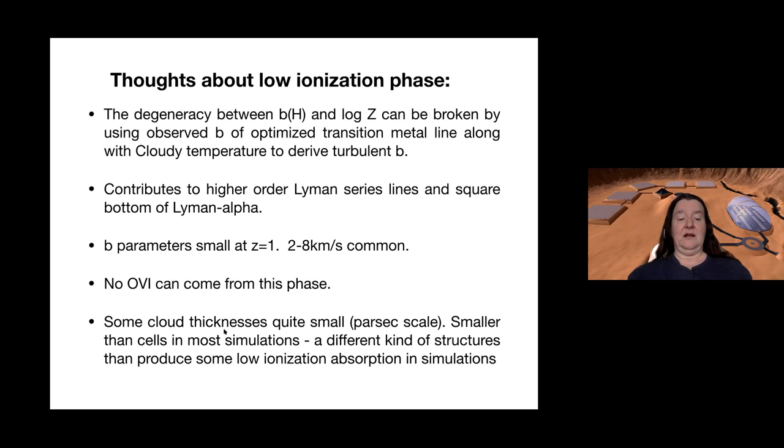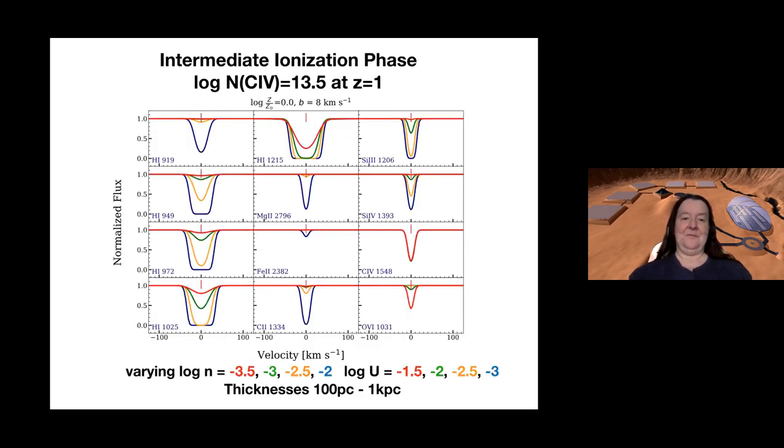And then some cloud thicknesses are quite small, meaning parsec scale, meaning that in most simulations, the cell sizes are bigger than these objects, which means that the low ionization absorption in simulations is often probing a different kind of structure than the real structures. So for low ionization absorption, there are going to be differences, which are going to be subtle and hard to understand. Now I want to go on to the intermediate ionization phase.